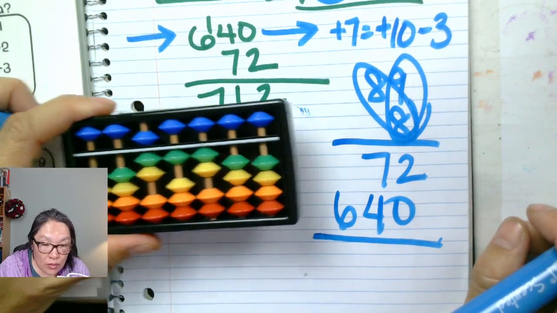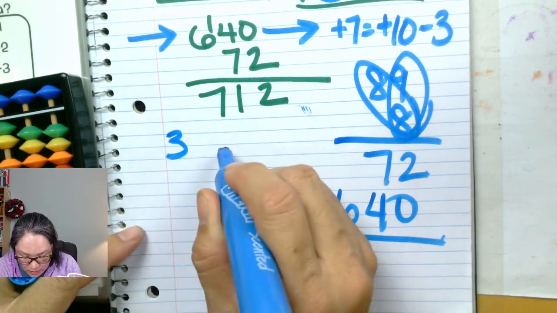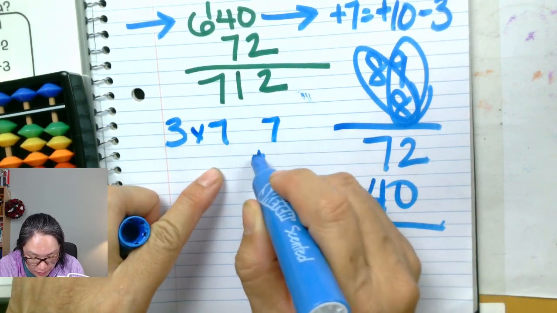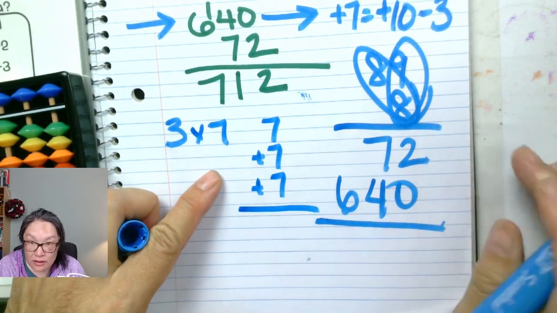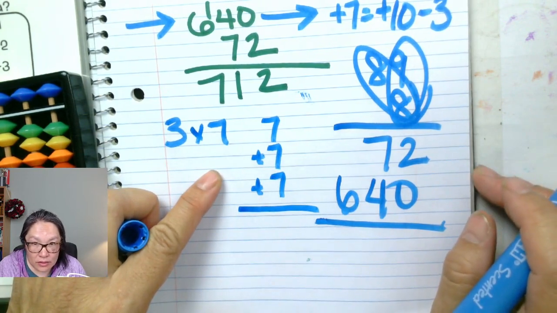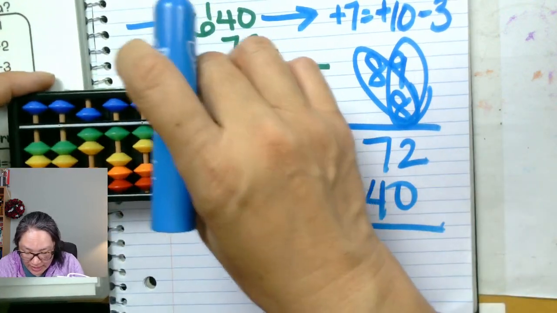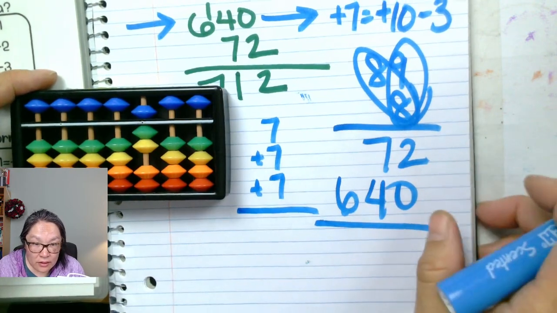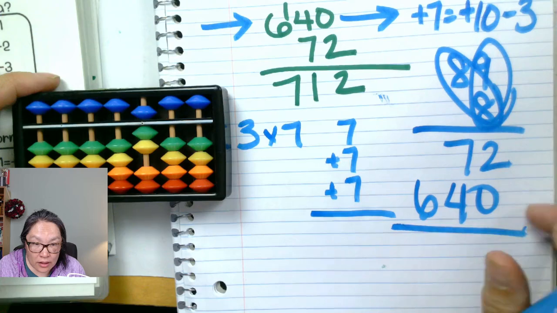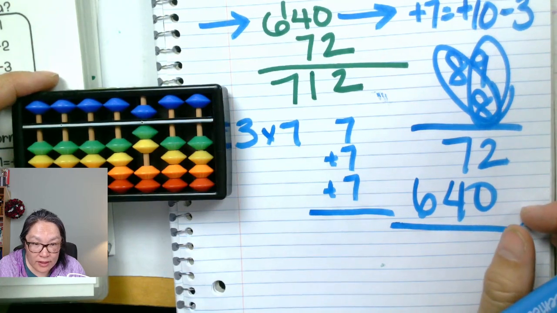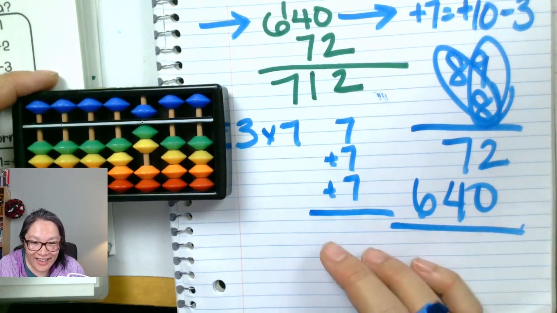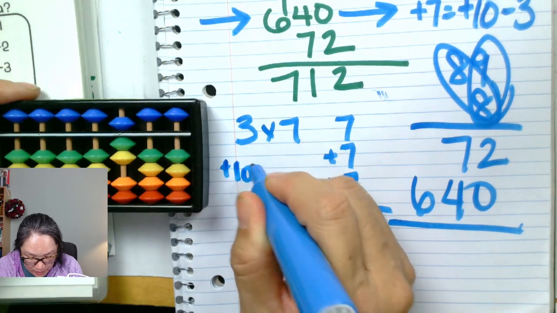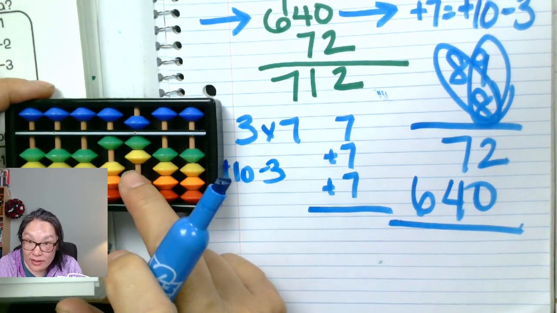Well, 3 times 7 would be additive. So I'd do 7 plus 7 plus 7. That's what I would do. So when we add 7, we want to add another 7. It'd be fun, not like a calculator. To add another 7, plus the 10 minus 3.